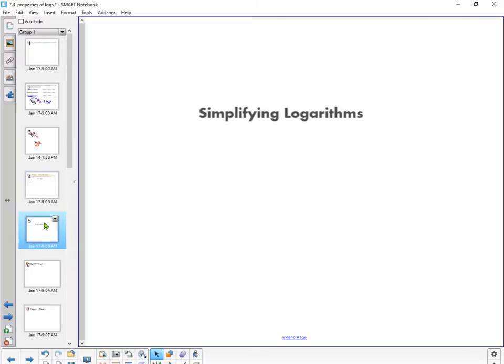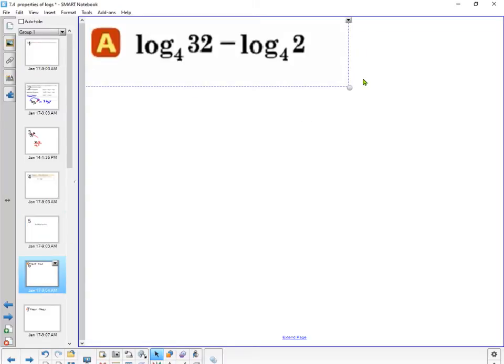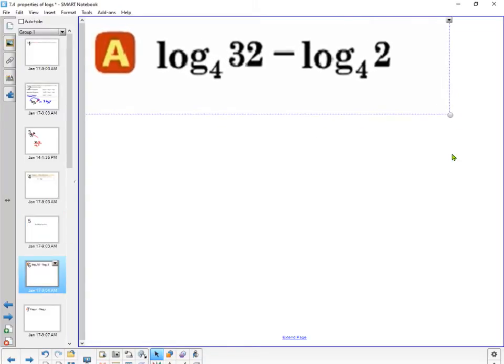All right, cool. Here. I'm going to have you simplify some logarithms. Try it on your own first. What would this become here? Try to simplify this.